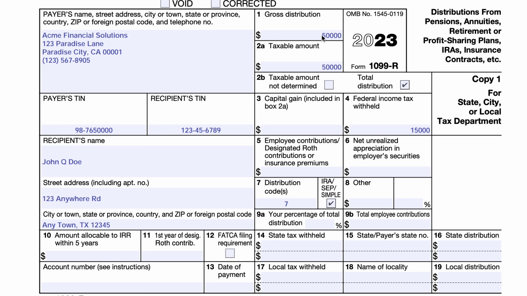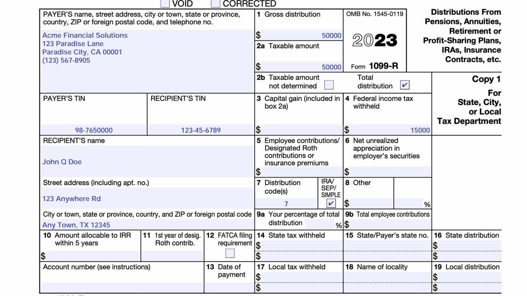So, a rollover from one IRA to another one would generate a 1099 for the IRA that the rollover left, and it would also generate a Form 5498 for the account that the distribution went to. But a direct rollover would be not taxable, so you would see something like $50,000 in box 1 and then 0 in box 2A.